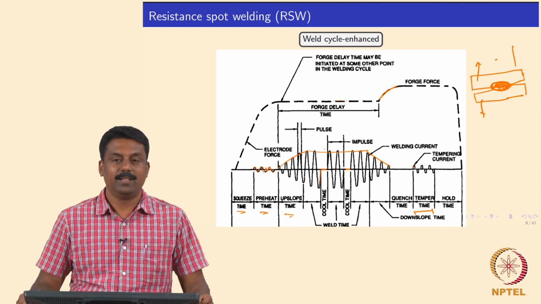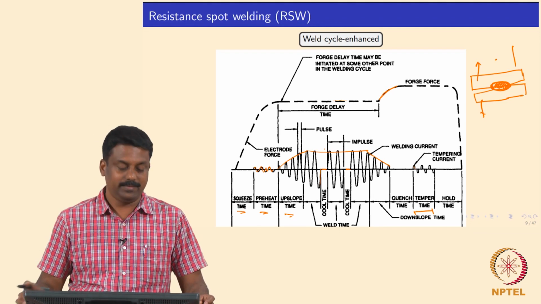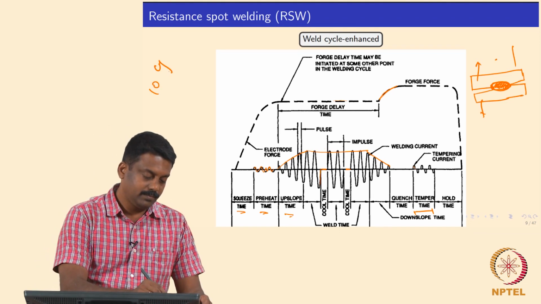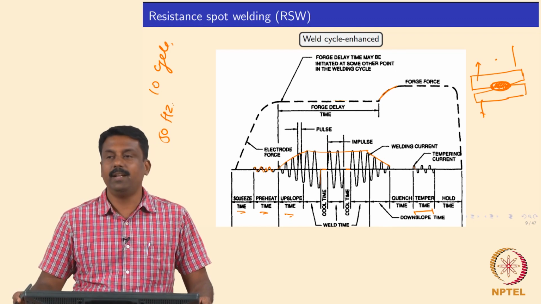So suppose you say 10 cycles welding time, and you are using a 50 hertz AC. So what will be the welding time?